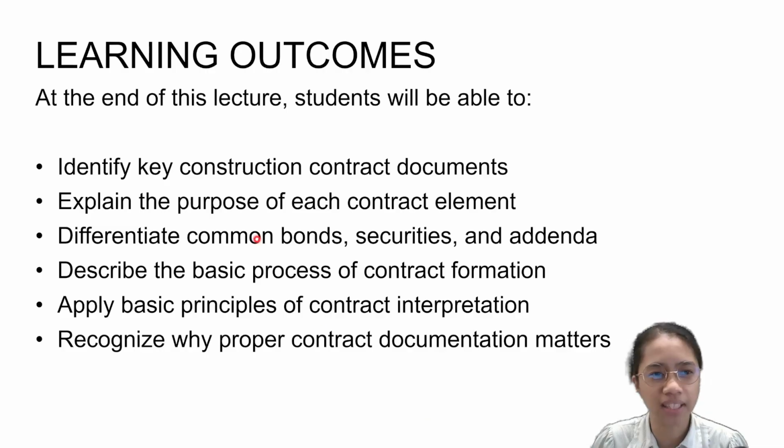Learning outcomes: at the end of this lecture, students will be able to identify key construction contract documents, explain the purpose of each contract element, differentiate common bonds, securities, and addenda, describe the basic process of contract formation, apply basic principles of contract interpretation, and recognize why proper contract documentation matters.